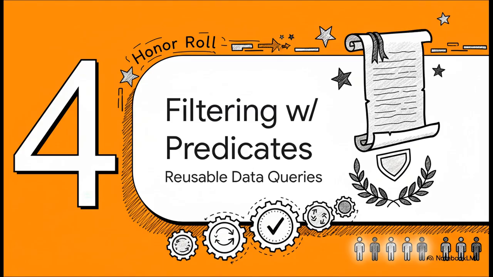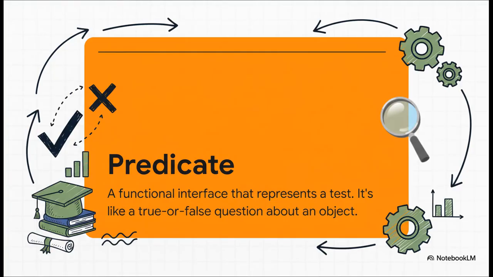The IT manager wants a brand new feature, an honor roll list, and we're going to build it in this really elegant, reusable way using something called a predicate. A predicate is basically just a test that you could pass around as if it were an object. It's a function that takes one thing as input and always returns a Boolean, either true or false. So for our case, the test is pretty simple. Does this particular student have a GPA of 3.5 or higher?